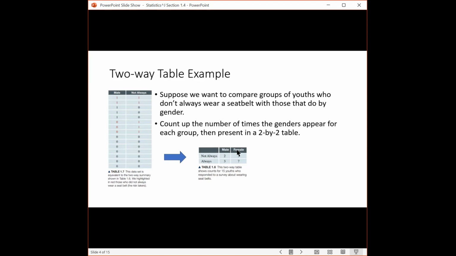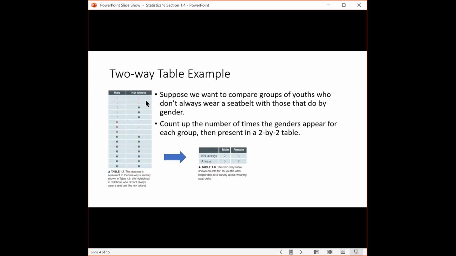Then we want to do that for female. So we've got not always. Again, you go to the not always column and find where that's true, but now we're looking for places where the male column has a zero. Those are going to be our females. We've got three of those, so we have three females who do not always wear their seatbelt.